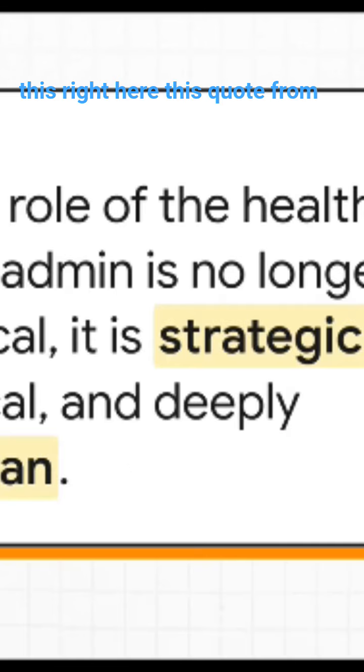And this right here, this quote from Dr. Robinson, it pretty much sums up the whole story. The job has had a seismic shift. It's not just about clerical stuff anymore. Now it's about strategy, it's about ethics, and really the deeply human side of medicine.